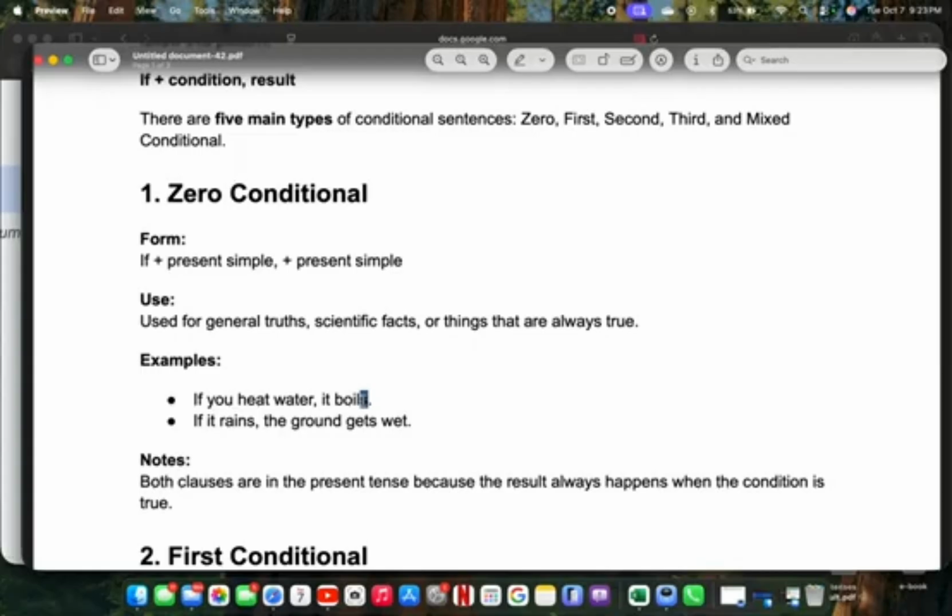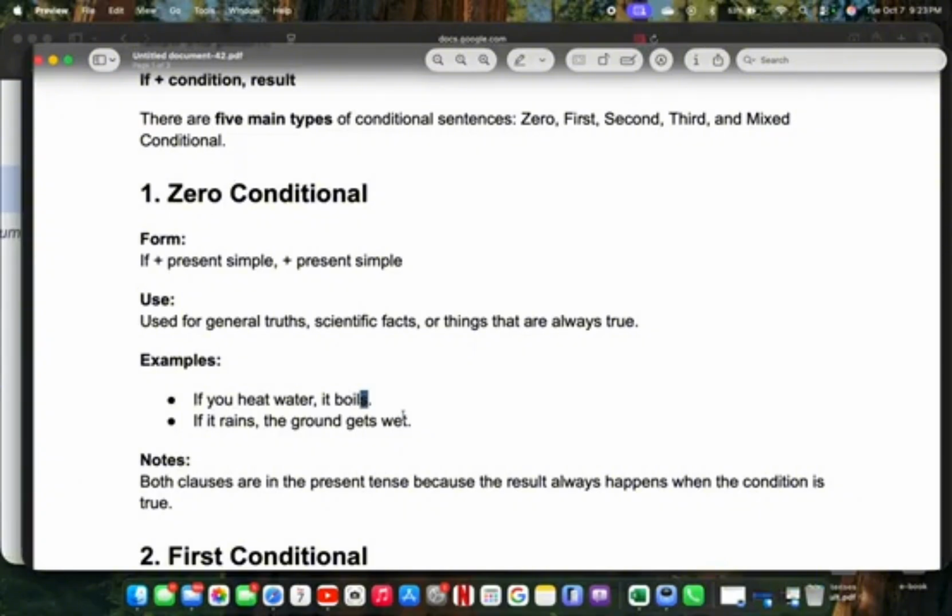Because a lot of times I won't say that. I would say if you heat water, it will boil in general context. But then I'm just telling you what will happen after you heat water. But if you're just saying that this is what happens when you heat water, it boils, you're just telling a general truth. That's what happens. Yeah, mostly like scientific fact.